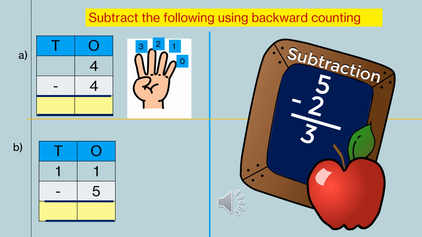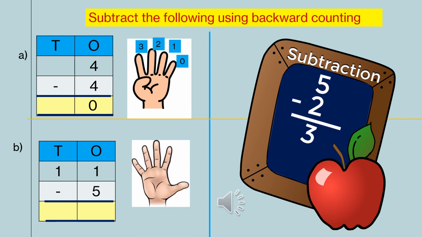So whenever we are subtracting a number from the number itself, the difference is always 0. Let's start the second sum, that is 11 minus 5. Here 5 is the smaller number, so we have to raise 5 fingers to subtract 5 from 11 and start counting 5 backwards from number 10.